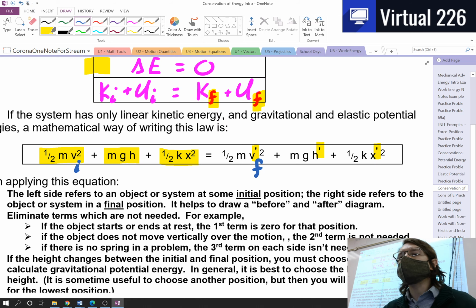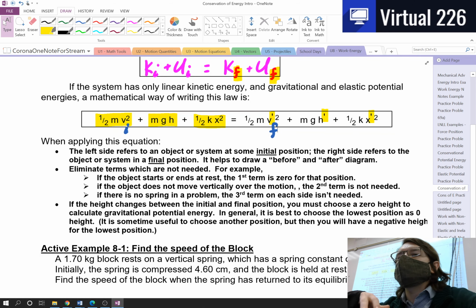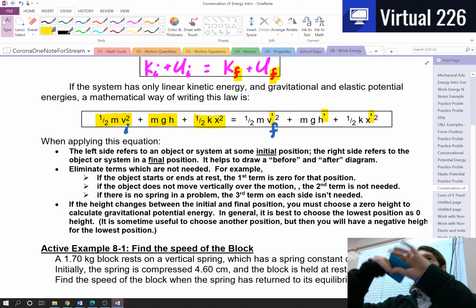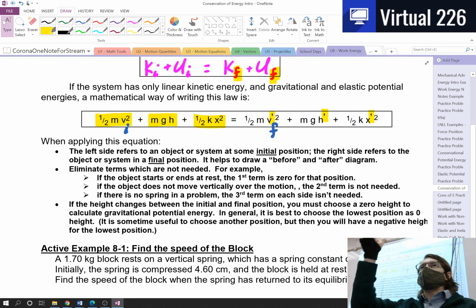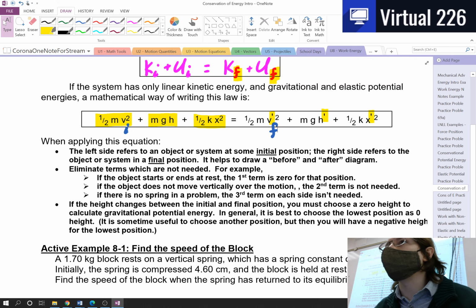Okay? Now, when we apply this conservation of mechanical energy equation, there are some interesting things that pop up with it. While the left-hand side of this equation is all of the initial values, what's happening initially in the problem, and the right-hand side is the final, the after side of the problem, some of these terms might not be there. If you take an object like this sticky note and you drop it, there's not a spring right here. So you don't care about the 1/2 kx squared. You simply do not use it.